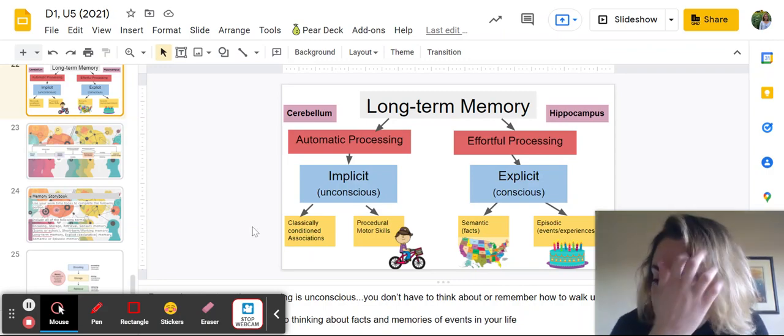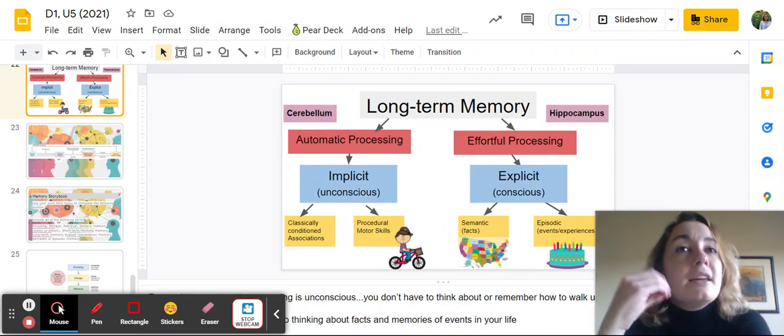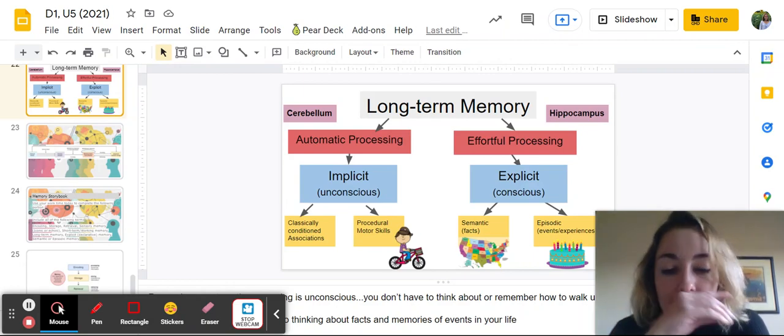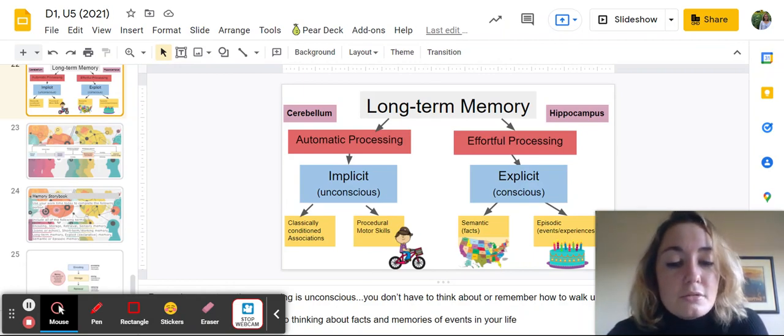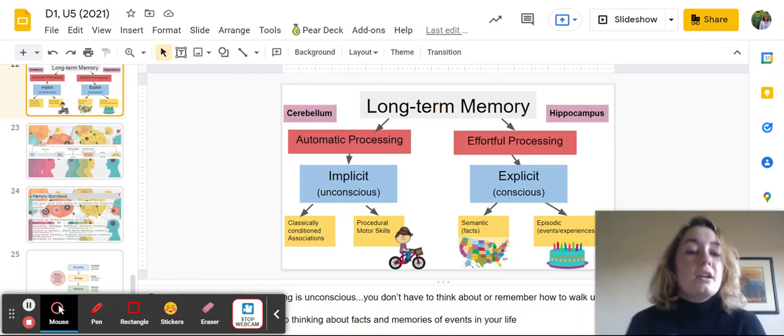So, classically conditioned associations, right? Say you have a phobia. Again, you don't have to consciously think about that. Your body kind of has those classically conditioned reactions. It's just been ingrained unconsciously in you. So in Pavlov, the dog starts salivating at the sound of the bell. That's an automatic and implicit memory, because the dog is not consciously thinking, bell, I'm going to start drooling. It's automatic.